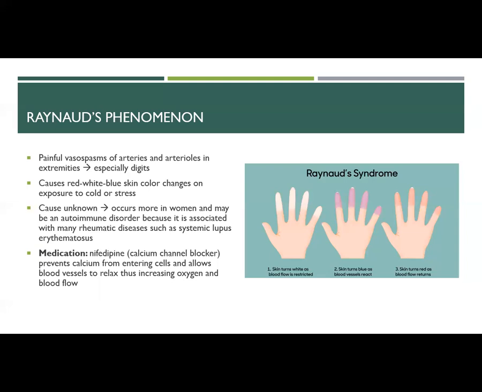So what they might give them is nifedipine, which is a calcium channel blocker. So if I put a medication on here, it's probably worth knowing. Nifedipine basically prevents the calcium from entering the cells and allows those blood vessels to relax, thus increasing oxygen and blood flow. So it basically keeps the calcium from entering cells, and then they get more blood flow through it. So that's why it helps them. So the reason they're receiving this calcium channel blocker is not for their blood pressure, but in hopes to help prevent that calcium from entering.